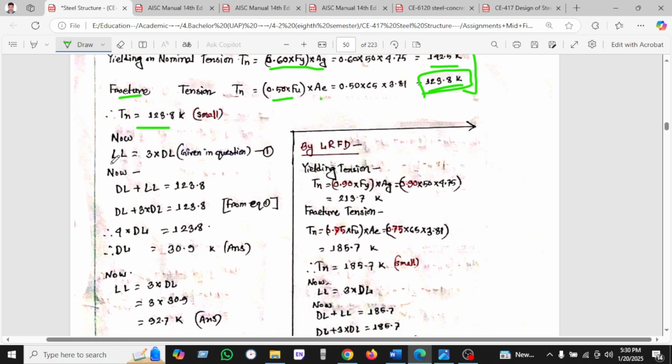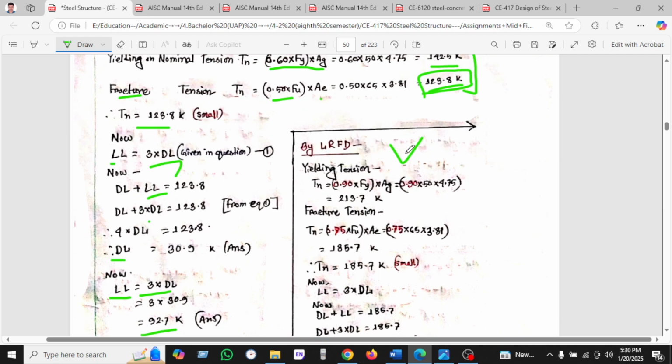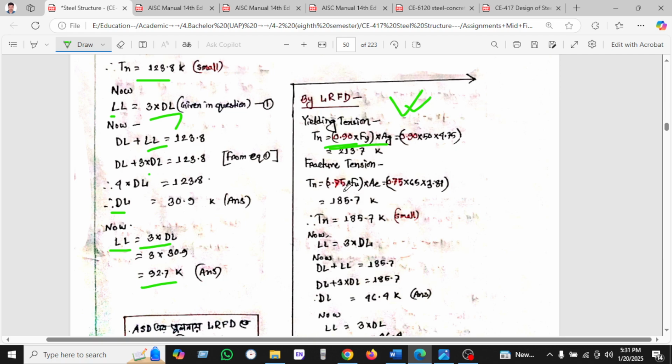Now we will calculate the live load, where live load equals 3 times the dead load. So we know the dead load plus live load is 123, and the live load we are taking as 3 times, and in this way I found the dead load is 30.9 kips, and live load equal to 3 times, which is 92.7 kips. Now we will calculate the same thing in LRFD. Thus we are changing this multiplication factor or reduction factor.